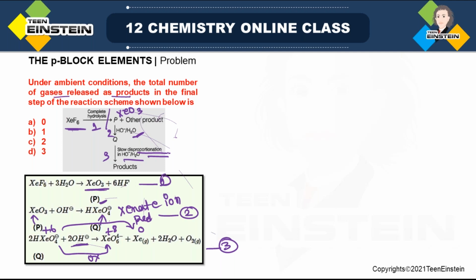Okay. Now the question is asking, under ambient condition, the total number of gases released as products in the final step. Now in the final step, what you have is xenon, which is the noble gas itself, and you also have O2, which is also gaseous. Now this is liquid, and this is also in solution phase, because it will remain in the sodium salt form, and salt cannot be gaseous, right? So how many gases are you getting? Total 2 gases. Okay. So the correct option will be option C.